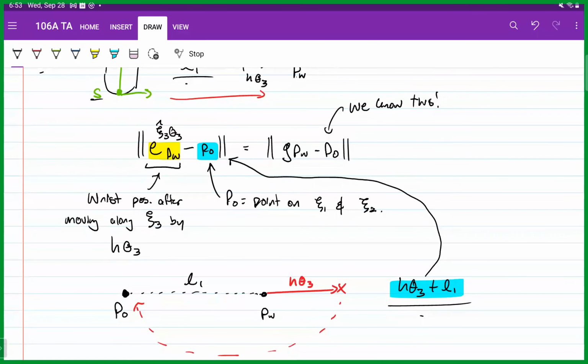Someone put something in the chat too. So will we ever need to solve a case where there is an arm coming off of the screw? Yeah, you might. In that case, you'll have to do a little bit of a trick to figure out what's going to happen. We can do a problem like that right now if you want. Yes, that would be nice. Okay, cool.